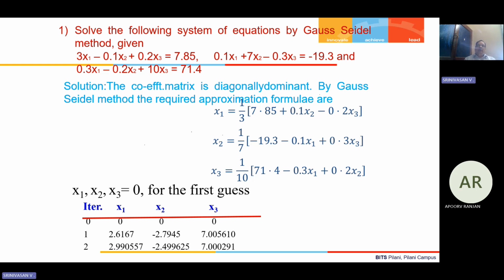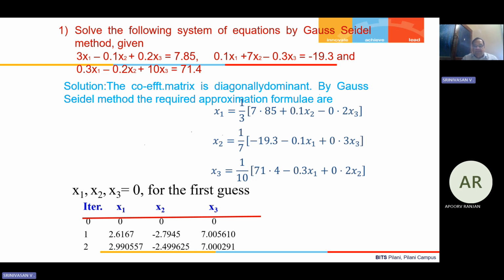Now, take the first row. What is the principal diagonal element? 3. What are the other two elements? Absolute values: mod of minus 0.1 is 0.1, another one is 0.2, so 0.3. 3 is greater than 0.3. And it should be true for every row. That is important.